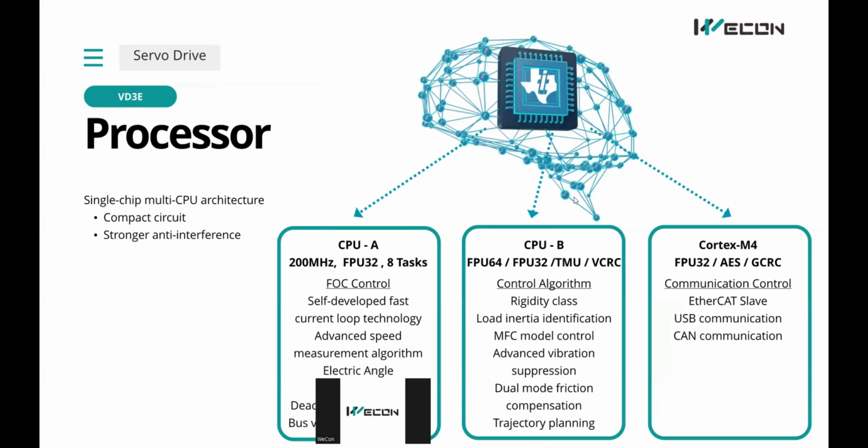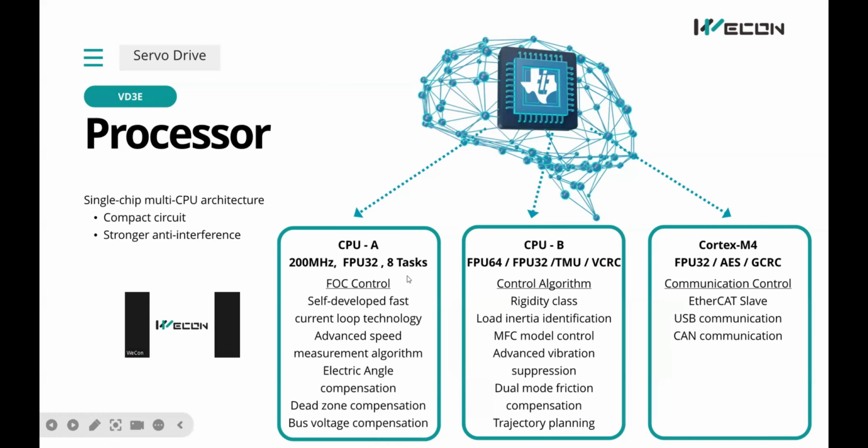In VD3 we will have different CPUs to process different functions. For example, this CPU A is used to process this function. So in a word, with this better processor, our VD3 can provide faster response.